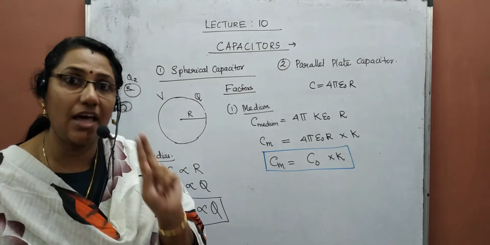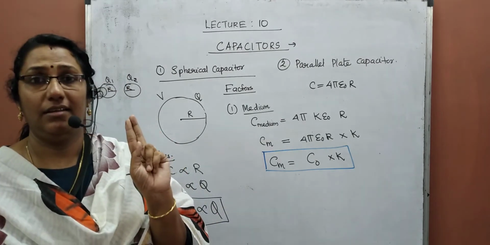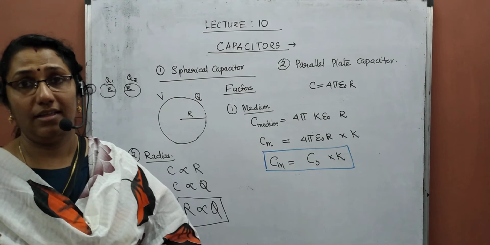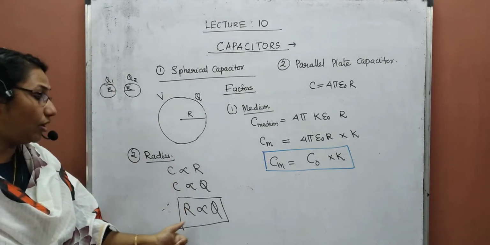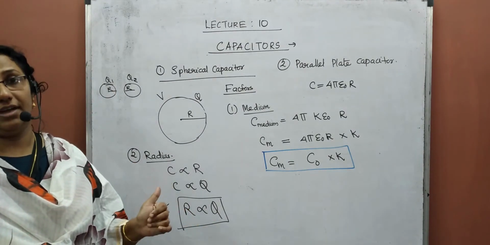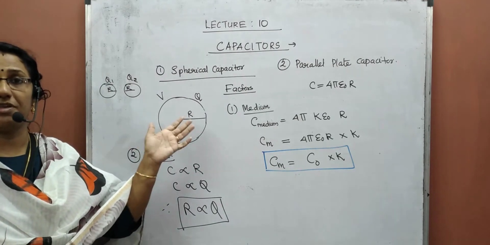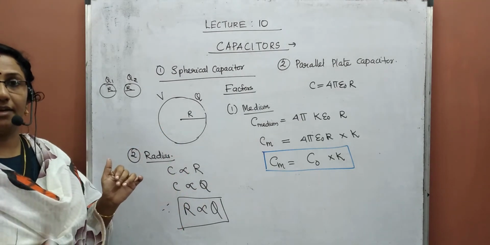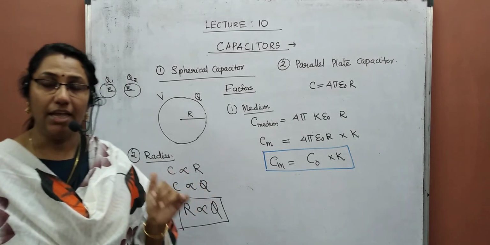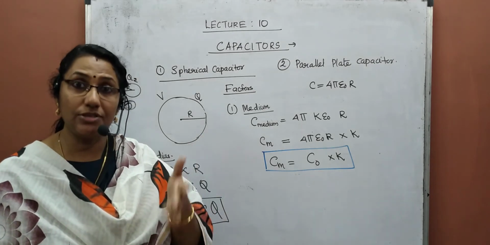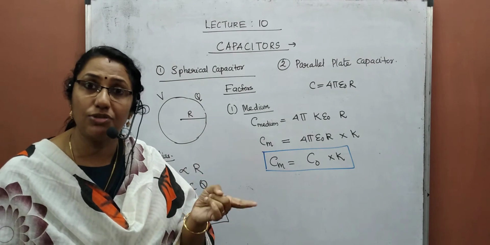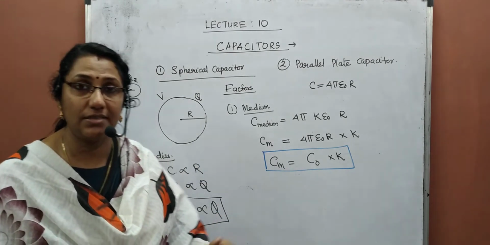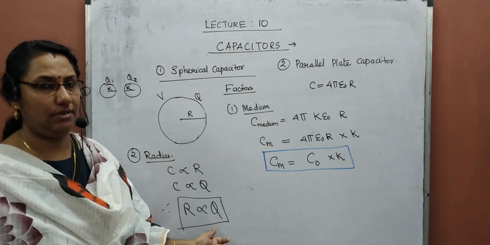If the spheres are not identical, the charge shared will also not be identical. Charges are stored only in the ratio of their radii. If the radius ratio is 1 is to 2, the charge will also be stored in the ratio of 1 is to 2. If the radius ratio is 2 is to 3, the charge will also be stored in the ratio of 2 is to 3 for spherical capacitors. Very important. Is it clear?